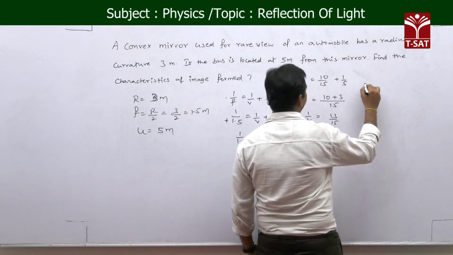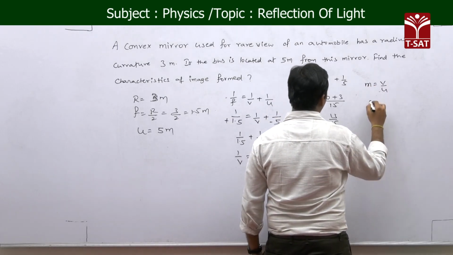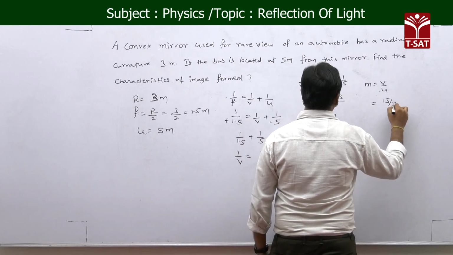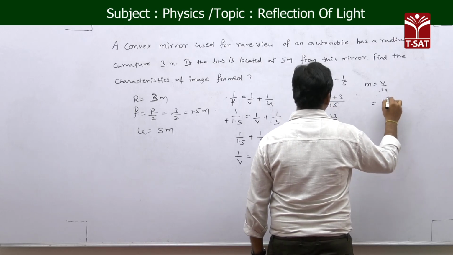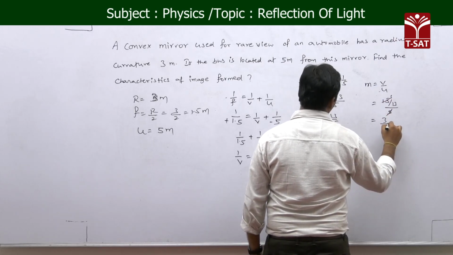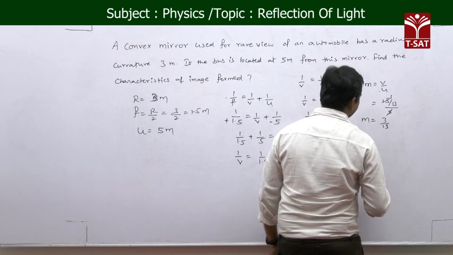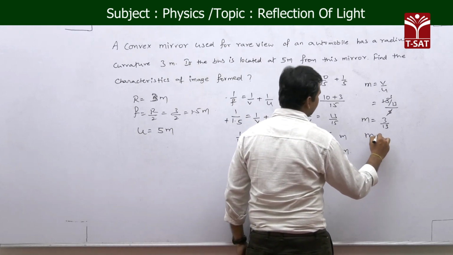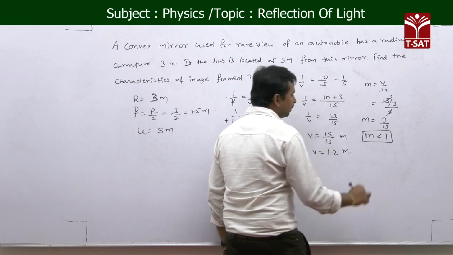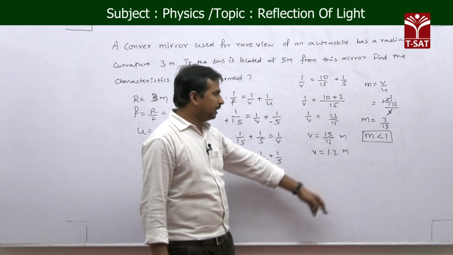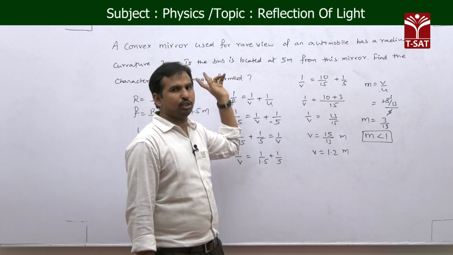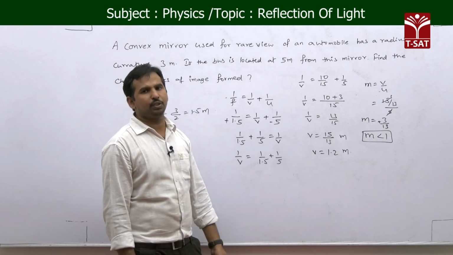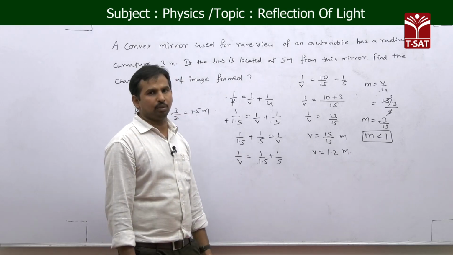If you find the magnification, m is equal to v by u, then v we are having 15 by 13 divided by the object distance 5, then we are having the magnification value 3 by 13. So as the magnification value is 3 by 13, which means the m value is less than 1, that represents a diminished image, and not only that, the m value we are having is positive. If m is positive, which means a virtual image is formed.